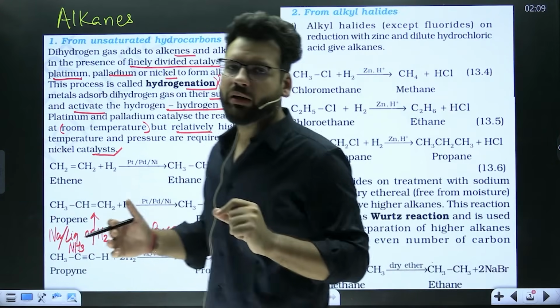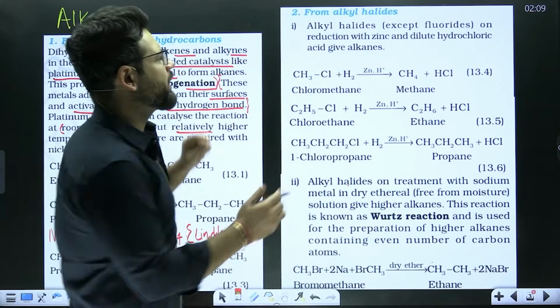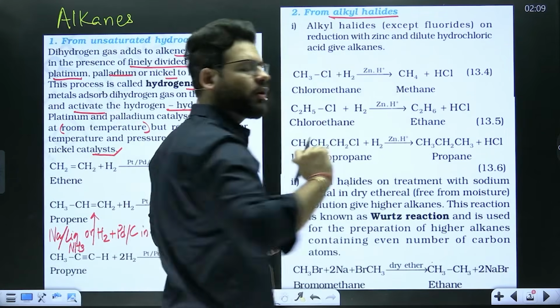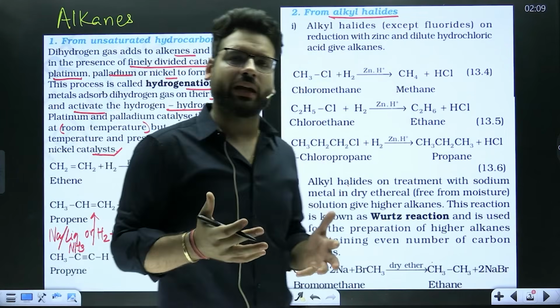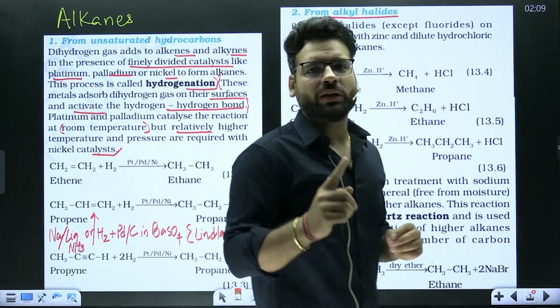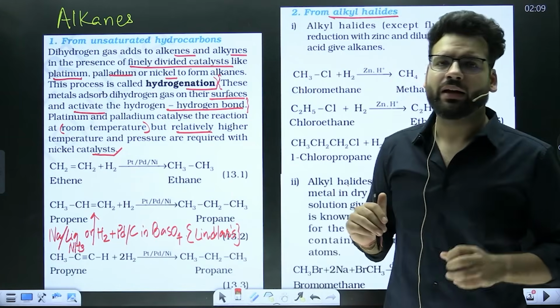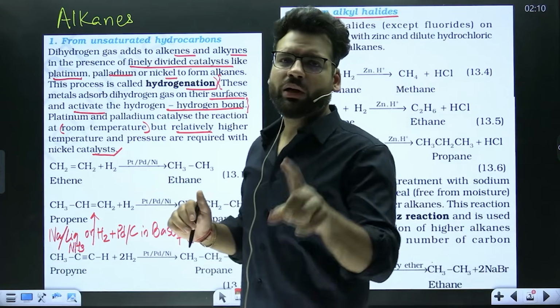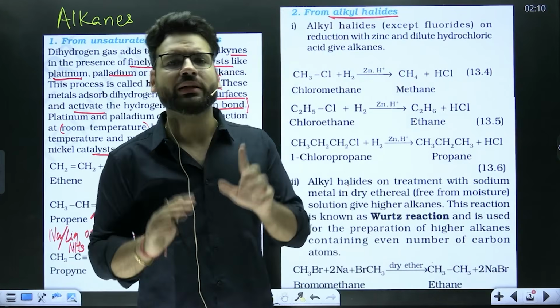Going from after this, we have from alkyl halide. When we want to go from alkyl halide to alkane, what are the options you have? You have three options. One option is you can directly reduce the alkyl halide, remove the halogen and put a hydrogen there. That is going to be called reduction.